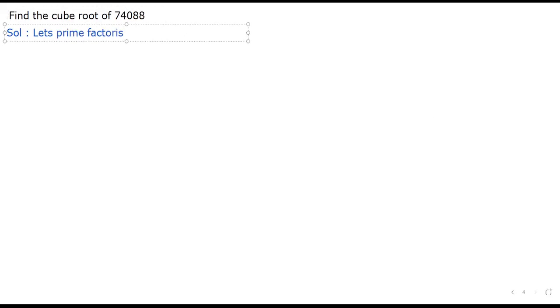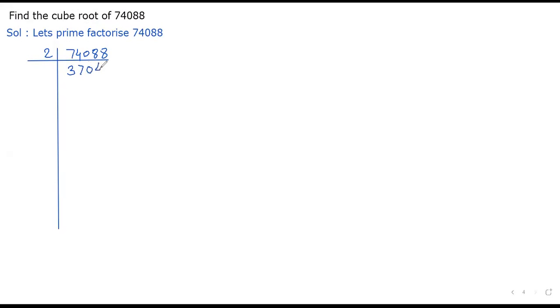Let's prime factorize 74088. So start prime factorizing. And in place of a triplet, we are going to consider a single. We know that now. So we are going to underline the triplets. 74088, we start with 2. 2 into 37044. Next, 2, 18522.